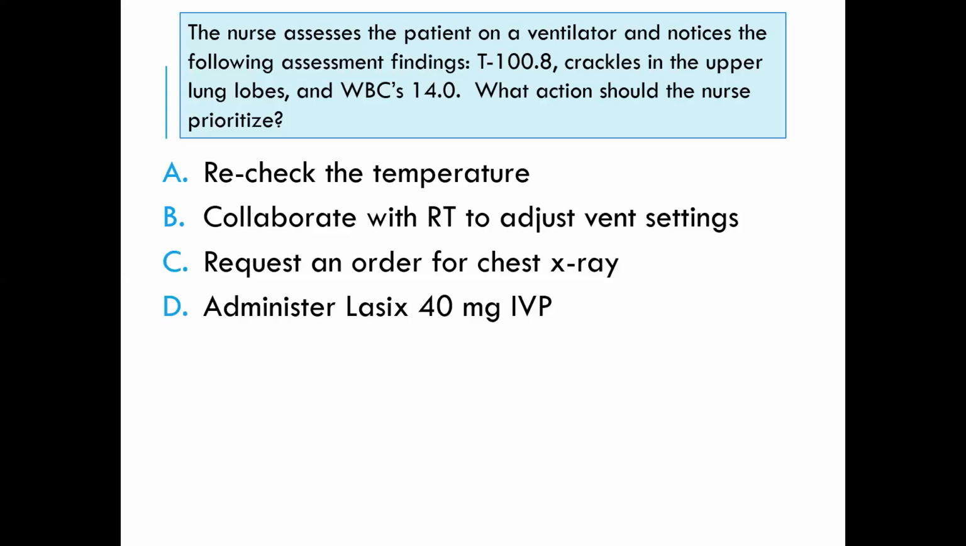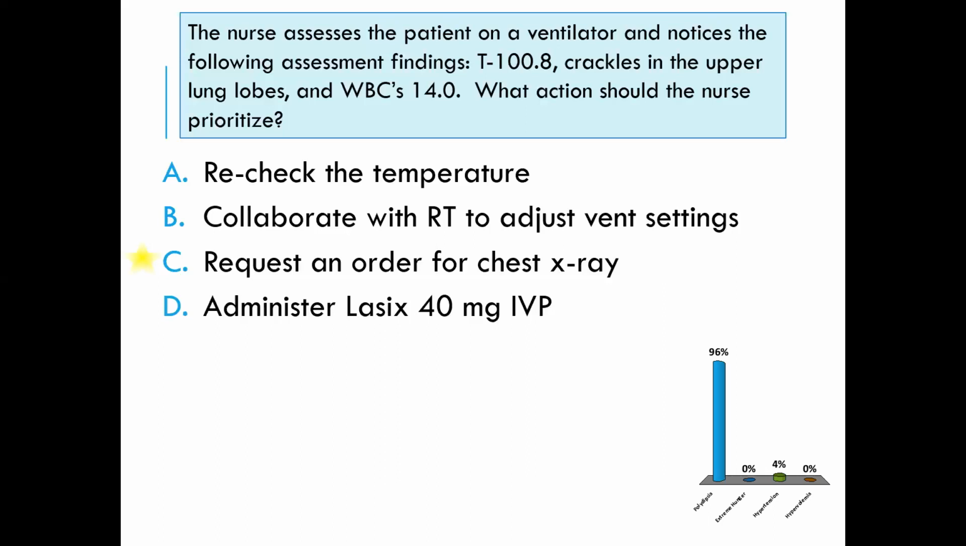So if you noticed those important assessment findings, and then correctly interpreted that as, hey, I think we might have some kind of complication, maybe ventilator-associated pneumonia, that will lead you to the real question: what action should the nurse prioritize? Well, what goes along with managing ventilator-associated pneumonia? Would we want to recheck the temperature, collaborate with RT to adjust vent settings, request an order for chest x-ray, or administer Lasix 40 milligrams IV push? And the answer is request an order for chest x-ray.